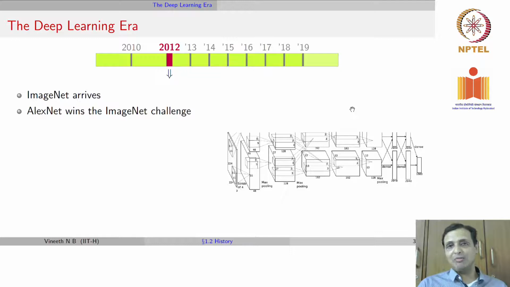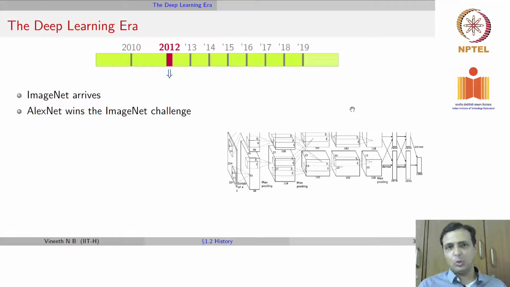And 2012 was a turning point for deep learning, as many of you may be aware. AlexNet won the ImageNet challenge. Until then, all the models that won ImageNet until 2012 were what are known as shallow models. So you extracted some features out of the images and then used machine learning models such as support vector machines to be able to do object recognition.